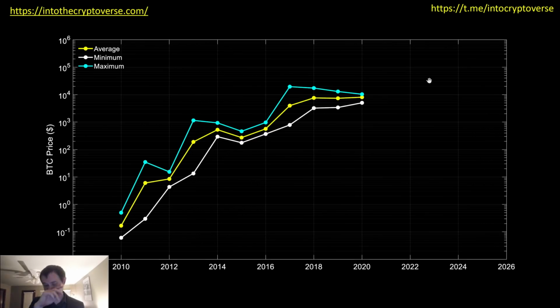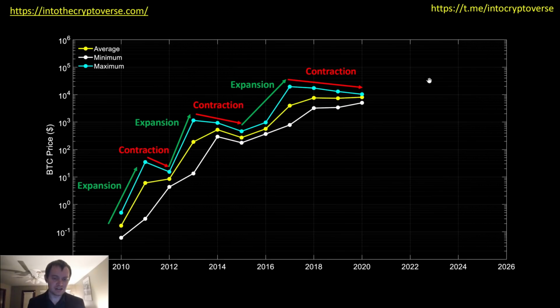If we were to take this and extend it out in time and then put on here the expansion phases and the contraction phases, you can see we have our first expansion phase followed by a contraction. Another expansion, this time the contraction, when measured just annually, was two years. So the first contraction was 1 year, the second contraction was 2 years.